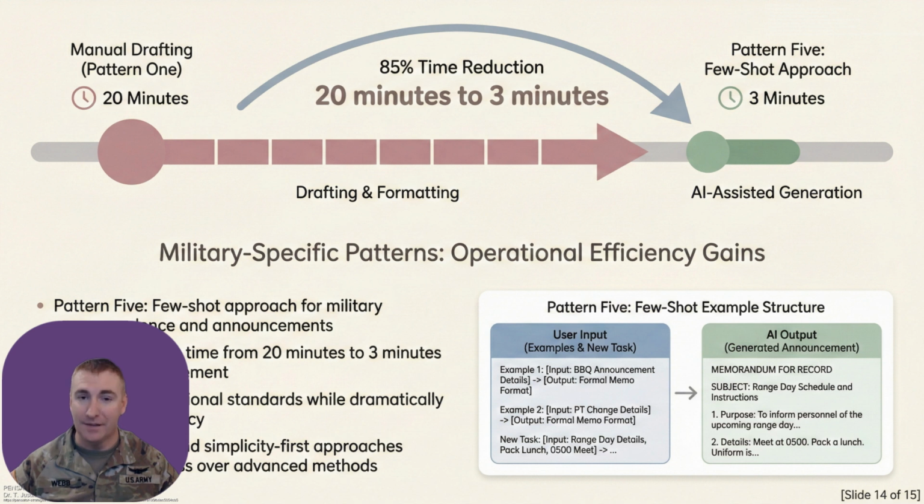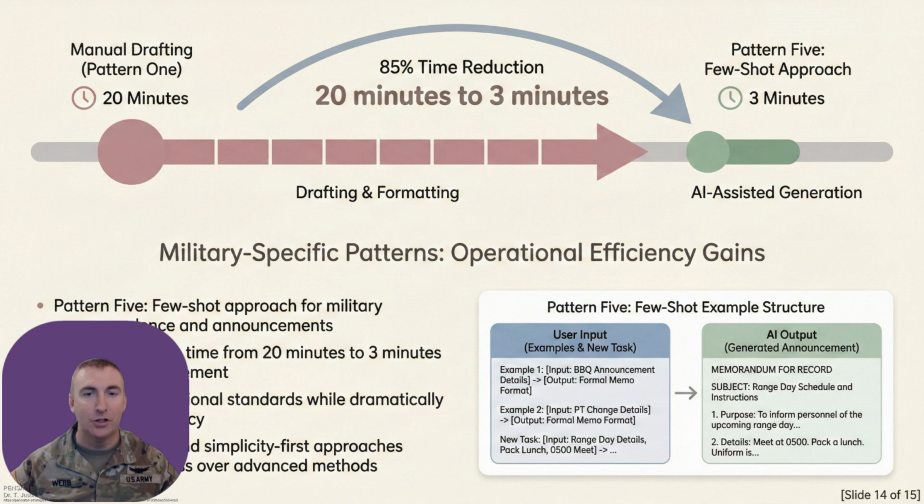Pattern 5 demonstrates the power of few-shot prompting for military correspondence. Staff officers write dozens of memos weekly. Training schedule changes, meeting notifications, policy updates. Few-shot prompting teaches format through demonstration rather than lengthy specification. The AI learns proper memorandum structure, appropriate language formality, and organizational conventions from examples. Time impact reduces drafting time from 20 minutes to 3 minutes per unit announcement.